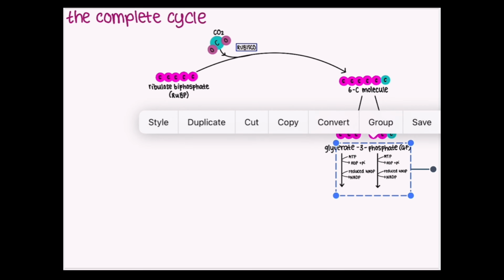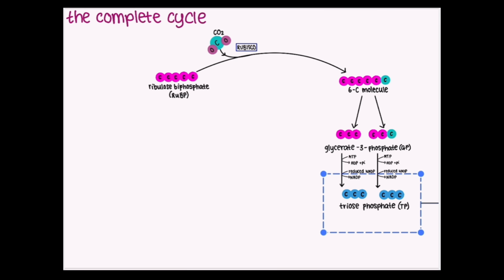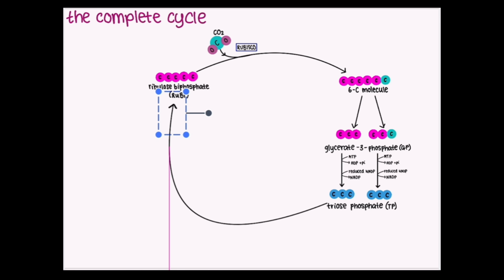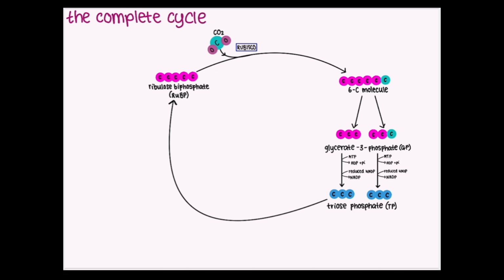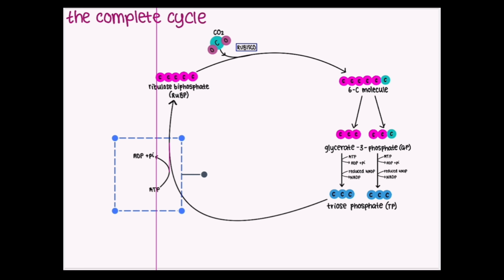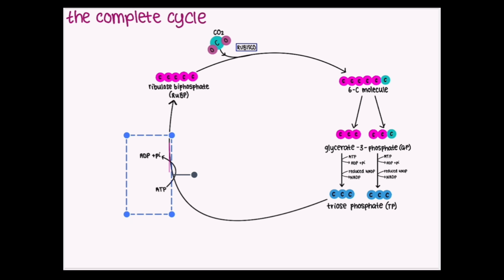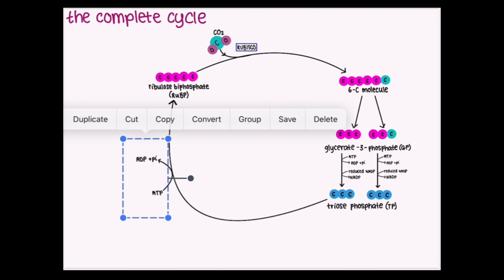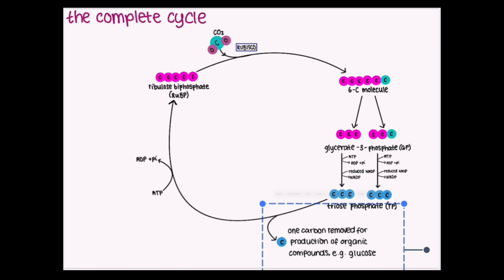GP is then reduced into 2 molecules of TP, and this process requires the reducing agent from reduced NADP and energy from the hydrolysis of ATP. Remembering that both of these substances came from the light-dependent reaction originally. Then we have the idea that 5 of these carbons belonging to the 2 triose phosphate molecules must be used in the regeneration of ribulose biphosphate, RuBP. This process of regeneration requires energy from the hydrolysis of ATP.